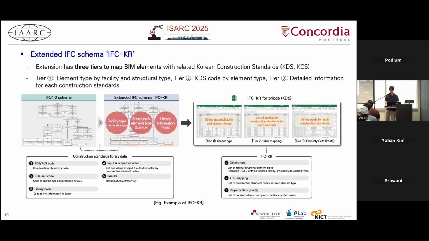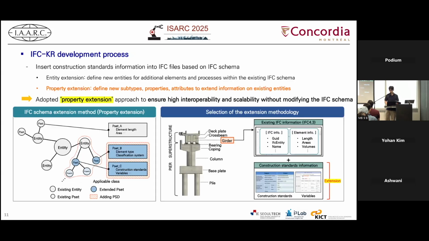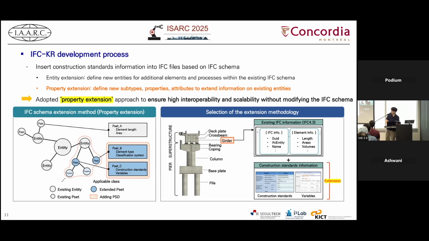First, tier 1 is object type. Object type defines the element type based on facility and structural type. Tier 2 is KDS mapping, which defines the KDS code by element type. And tier 3 defines the detailed information required for each construction standard. IFC-KR inserts digitalized construction standards information into the IFC file based on the IFC schema.